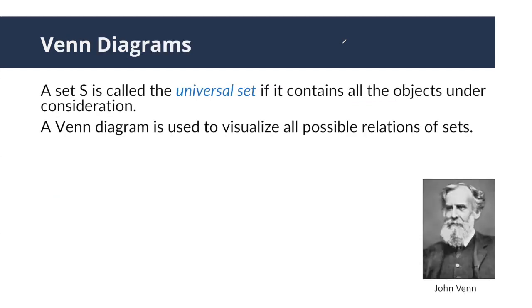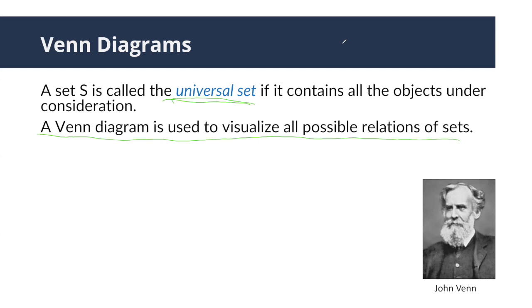And before we move on, I want to introduce this concept, Venn diagram. It is named after an English mathematician, John Venn. A Venn diagram is used to visualize all possible relations of sets. And to show this relation, we have to introduce this concept called universal set. We say a set is the universal set if this set contains all the objects or the elements under consideration.